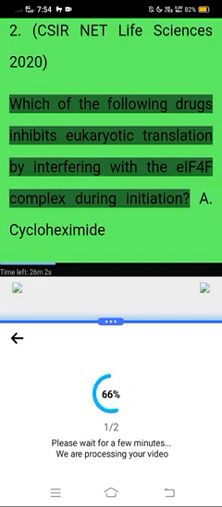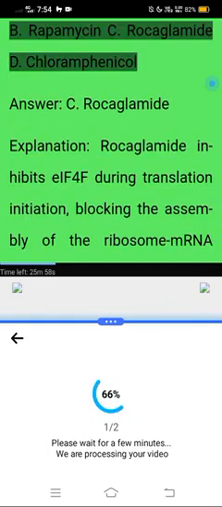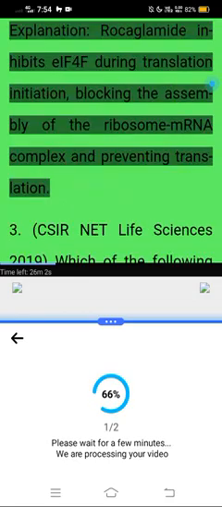2. CSIR NET Life Sciences 2020. Which of the following drugs inhibits eukaryotic translation by interfering with the eIF4F complex during initiation? A. Cycloheximide. B. Rapamycin. C. Rocaglamide. D. Chloramphenicol. Answer: C. Rocaglamide. Explanation: Rocaglamide inhibits eIF4F during translation initiation, blocking the assembly of the ribosome-mRNA complex and preventing translation.